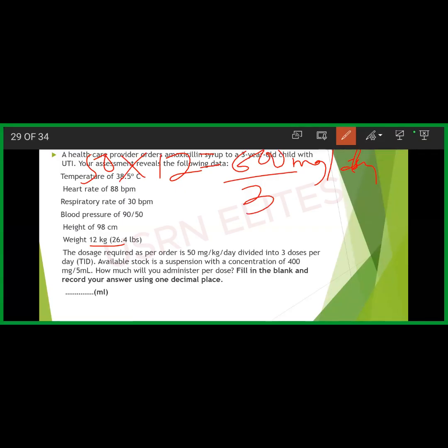So now you get 200, and this 200 will be per dose. So now you take 200. You now come to the concentration. The suspension is in concentration of 400 milligram per 5 mils. So you take 200 divided by 400 and multiply by 5 mils, and you get 2.5. Exactly. Someone will ask how you pick this one. You pick this one, divide by this one.